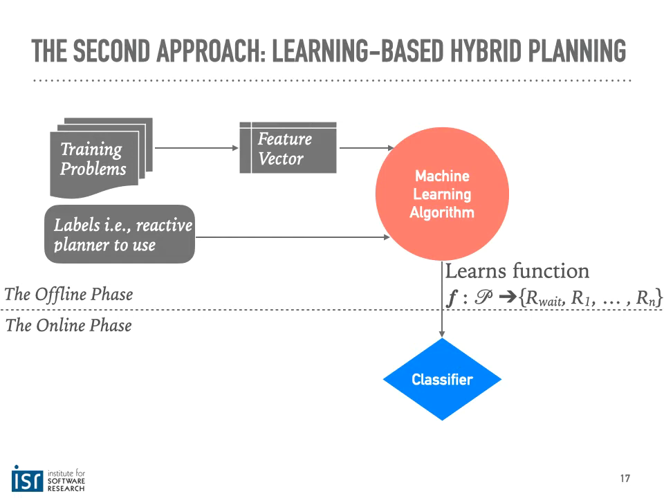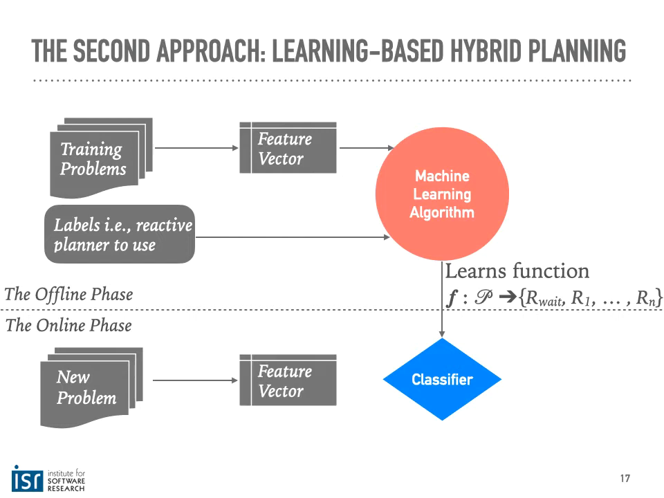In the online phase, when a system observes a planning problem, the same feature set is extracted for the problem and passed as an input to the classifier, which returns the label for the problem indicating the best reactive planner to be invoked for the problem. As you can see, the learning-based approach automatically learns the conditions to invoke reactive planners. However, the application of this supervised learning technique is not straightforward.